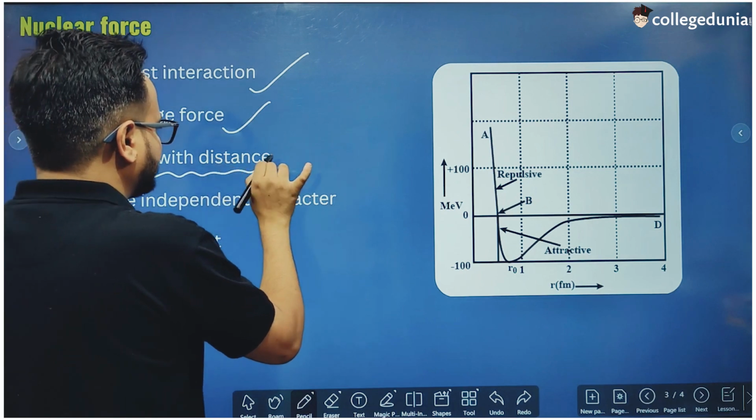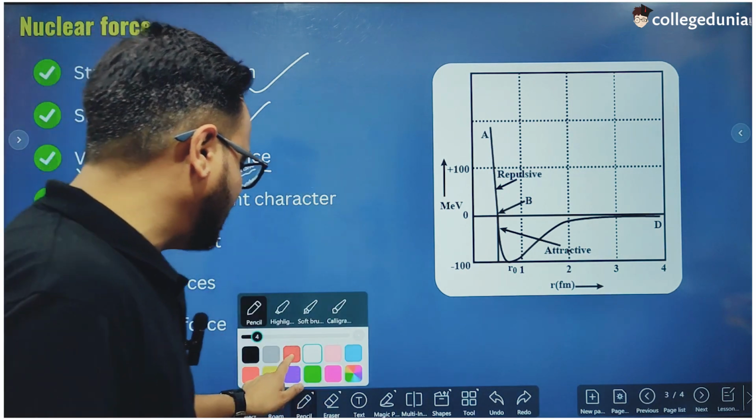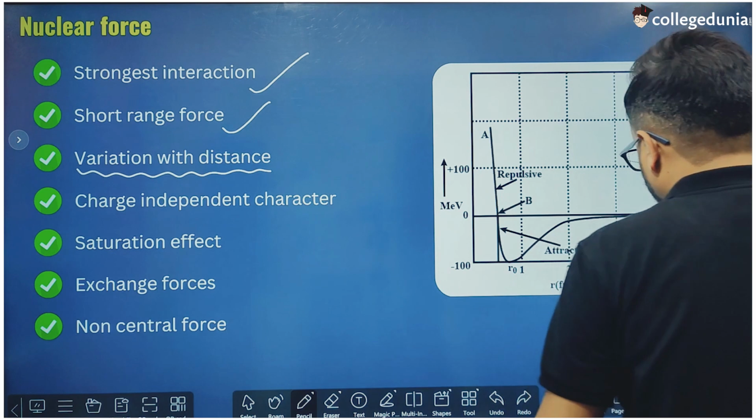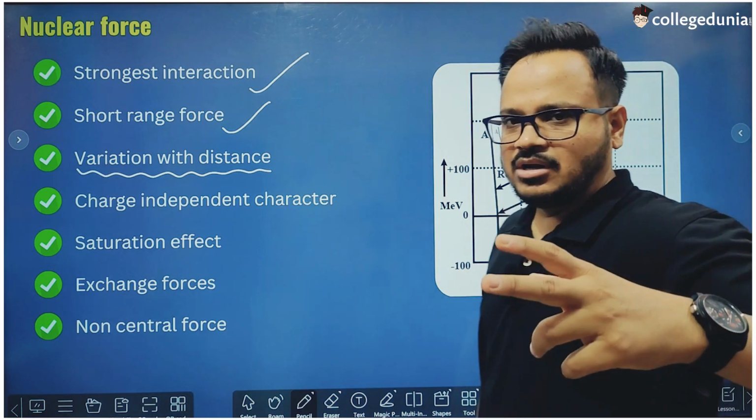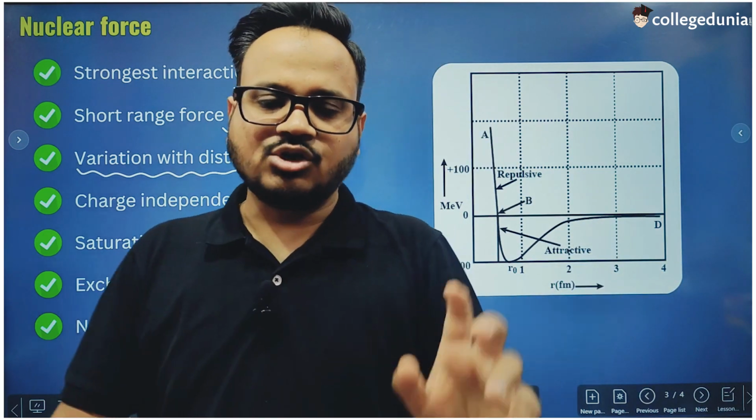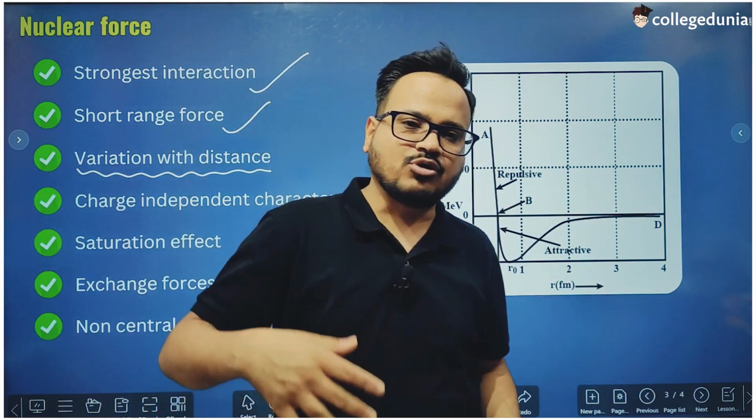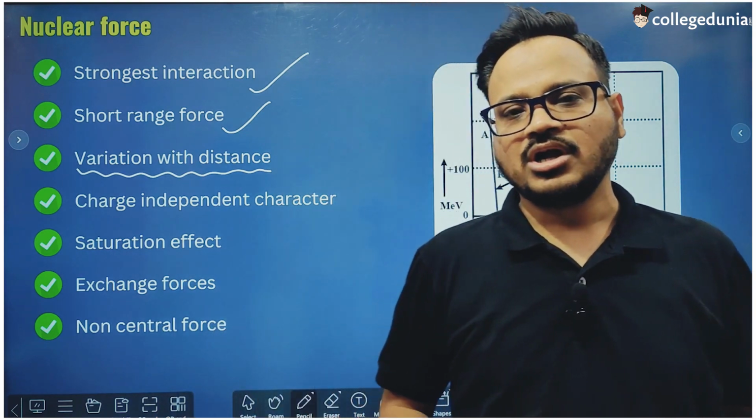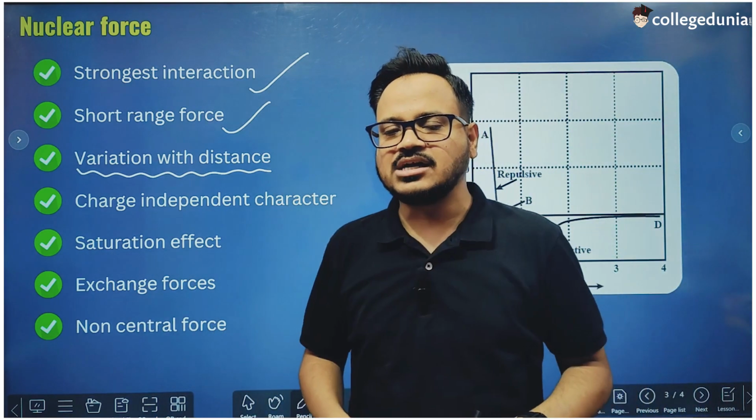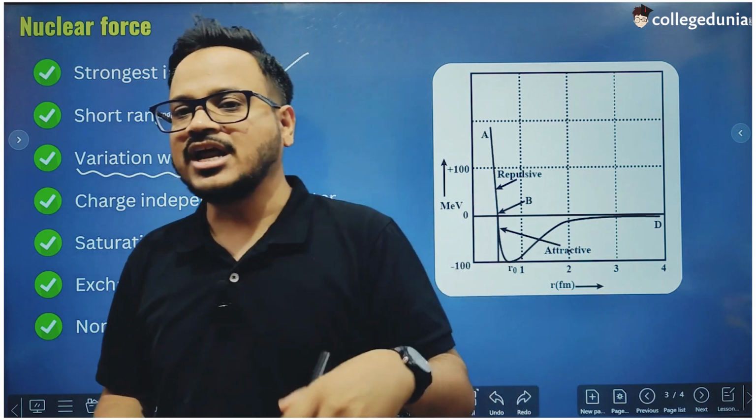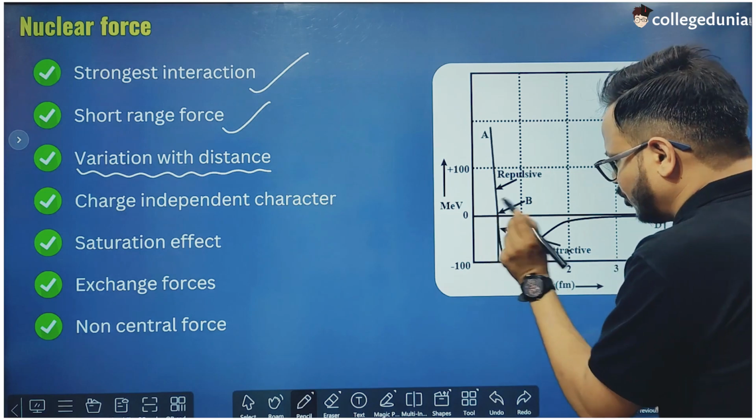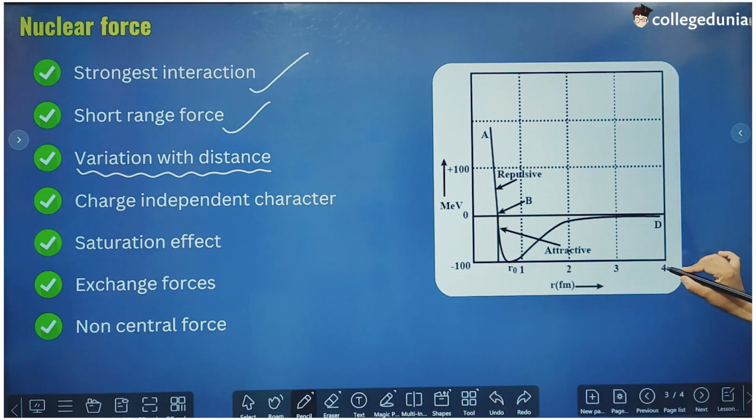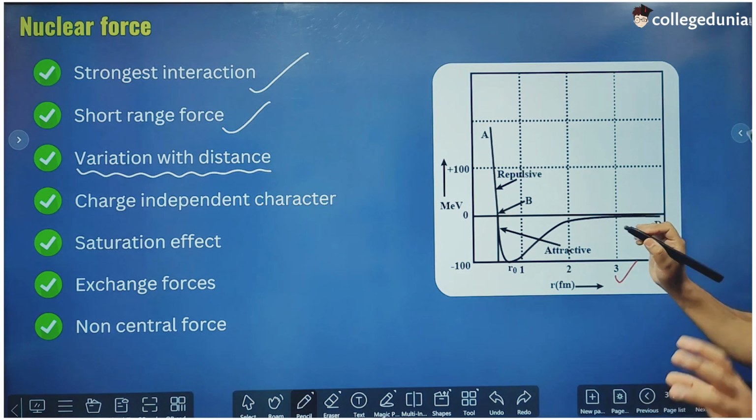Variation with distance. So let us understand this graph. This is a very important graph which is there in the NCERT textbook. We know when the system becomes stable, its total energy decreases, right? So when the particles are coming closer and nuclear forces are becoming more and more strong, then obviously the system of these two particles will become stable. So the total energy of the system will decrease. This is the line of zero potential energy. So when the distance is 4 femtometer or 3 femtometer, energy is almost zero.